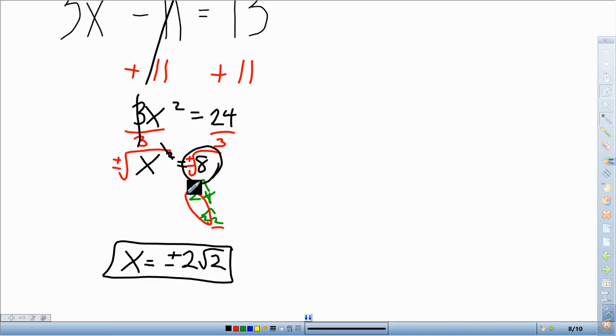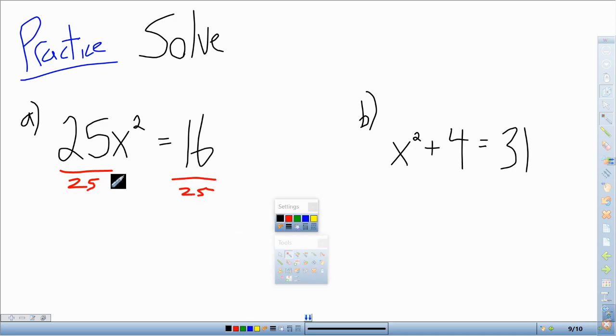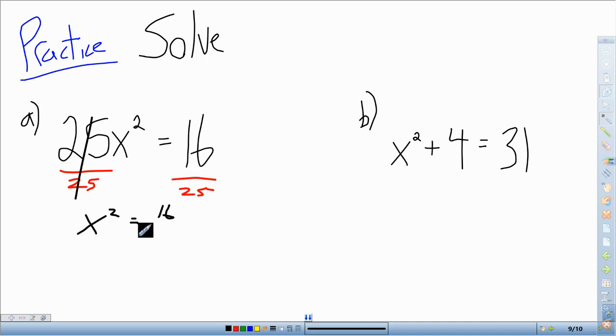I could have also typed that into a calculator and got a decimal, but we wanted to get nice simplified answers. Okay, so last thing, I'm going to have you guys try a couple of these, and then we'll be done here. Okay, so on letter A here, first thing, getting rid of 25 by dividing both sides. I have x squared equals 16 divided by 25. That doesn't divide evenly. I'm going to leave it as a fraction. And you can probably see where this is going. Now, to get rid of the squaring, we're going to take the square root, both sides, plus or minus.